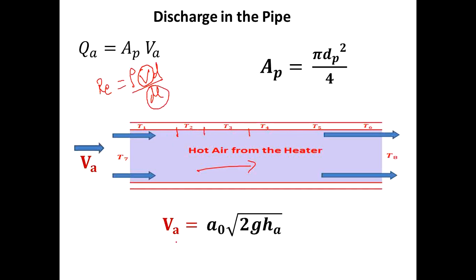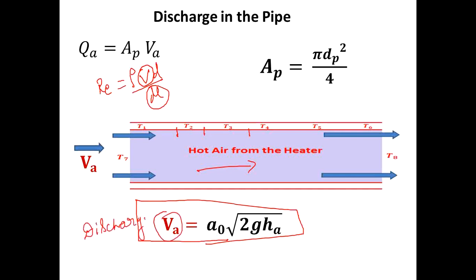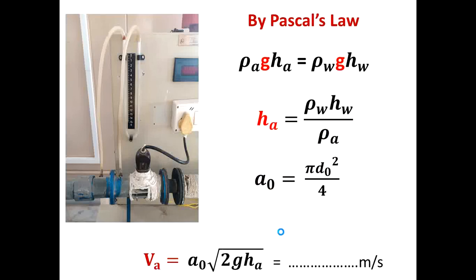But the velocity of the air, you want to know. Velocity of the air in the pipe, through the orifice: discharge in the pipe is equal to area of orifice times square root of 2g head of the air. Head of the air is the next priority to find the value. So head of the air, how will you find it?